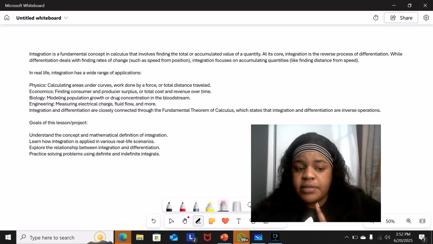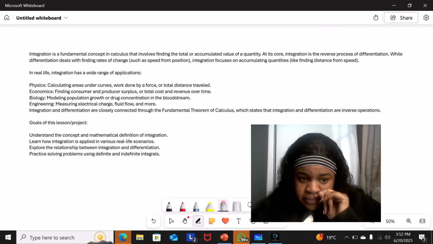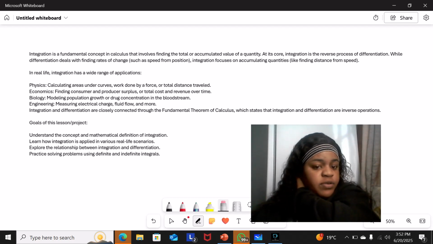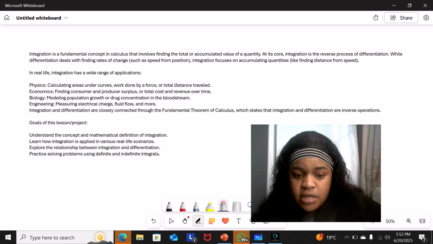And we also have the goals of this lesson. Understand the concept and the mathematical definition of integration. Learn how integration is applied in various real-life scenarios. Explore the relationship between integration and differentiation. Practice solving problems using definite and indefinite integration.